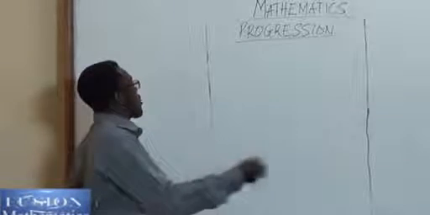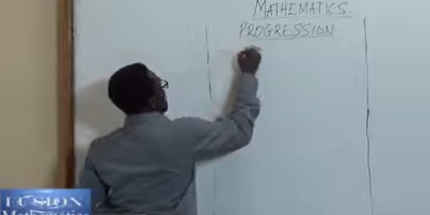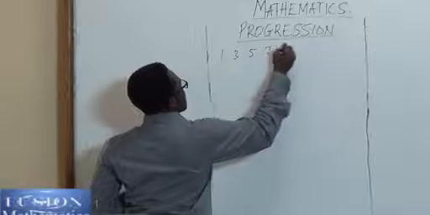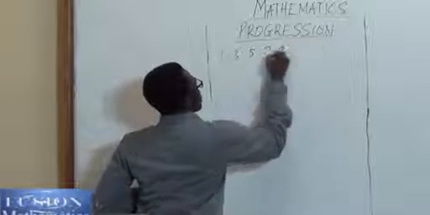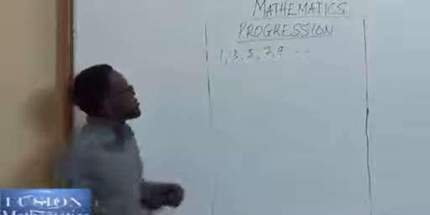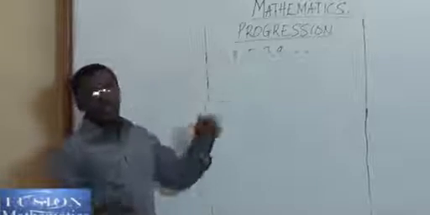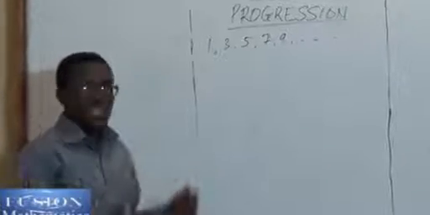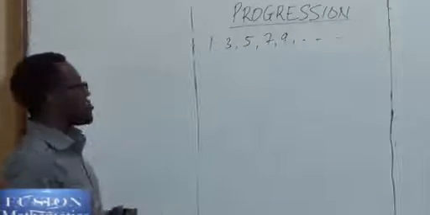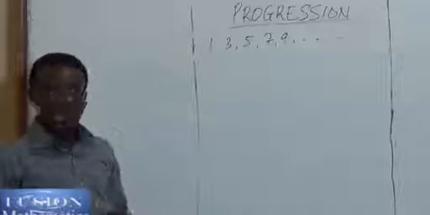For instance, if we have 1, 3, 5, 7, 9, and so on and so forth, that is, there's a difference of 2. It's a constant increase and an addition. So this is called arithmetic progression.